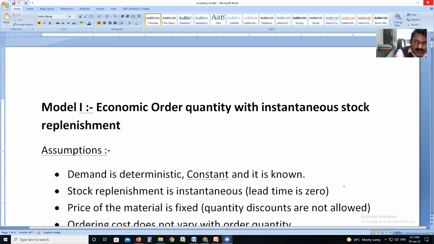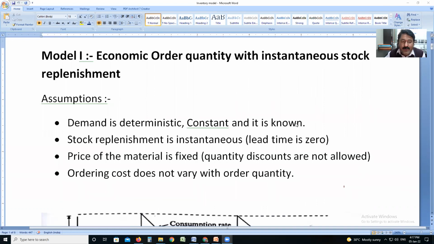In the previous examinations, numericals have also been asked. So, economic order quantity with instantaneous stock replenishment. Instantaneous stock, I will explain with one figure. The assumptions: demand is deterministic, based on certain forecasting methods. Demand is constant and known.